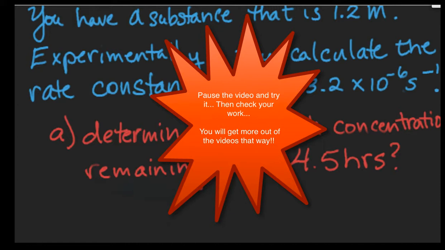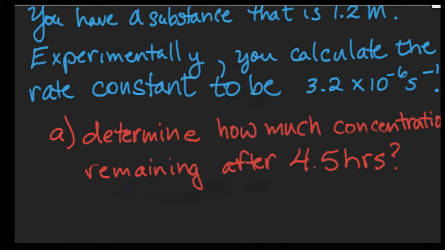Today we're going to look at the concept of integrated rate laws by checking out this example. Here we have a solution that has a 1.2 molarity, and experimentally you derive that the rate constant is 3.2 times 10 to the negative 6 seconds inverse. And you're asked to determine the concentration remaining after 4.5 hours.